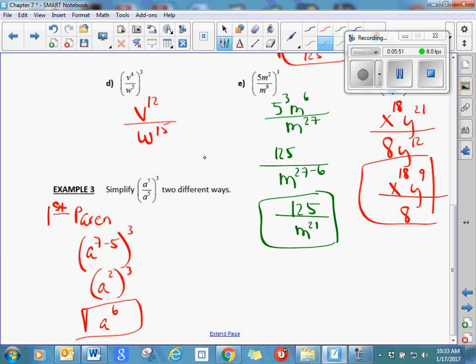The second way to do it is go ahead and do your exponent of 3 for the numerator and the denominator, and then clean it up. So that would become a to the 21st over a to the 15th. And now we do the subtraction. We've got like bases, and we're dividing. So we subtract. 21 is bigger than 15. So a to the 21 minus 15, which is a to the 6th. So these are equal, and either way is perfectly acceptable.